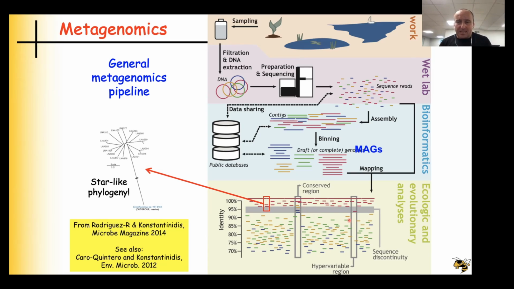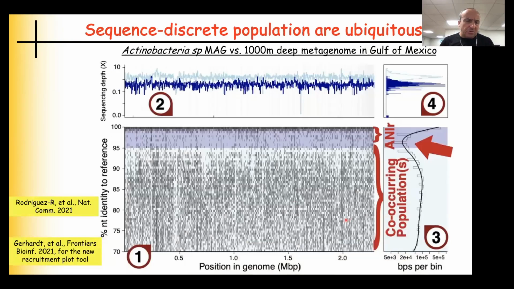And if on the other side it looks like cultivation biases are playing a big role, we should see something like this: all reads, all kinds of identities, a continuum, and it's not clear where to separate. To make a long story short, also because this work has been published recently in Nature Communications, we look at many metagenomes, hundreds of metagenomes from the soil, ocean, and we almost always saw this sequence-discrete population.